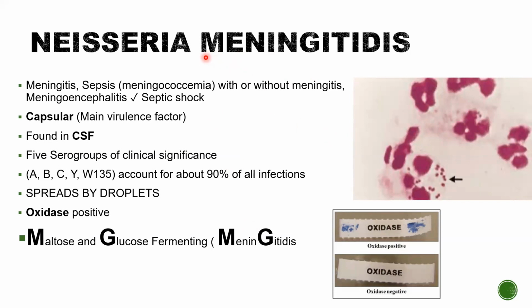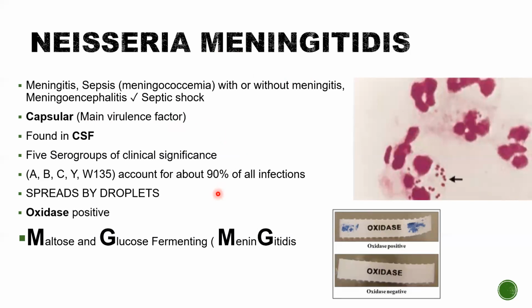So basically, because there's meningitis in the name, you can tell that it's capsular, because we said in order to invade such a distant organ like the brain, you need to have a capsule. So this is the main virulence factor.